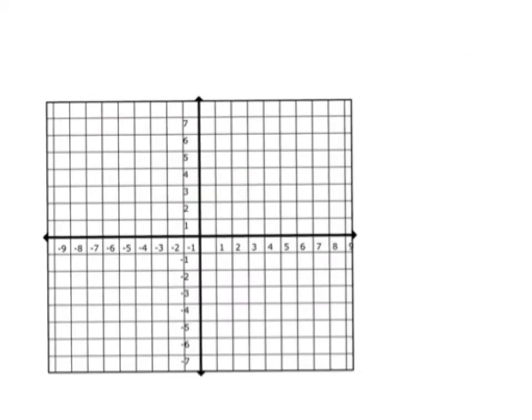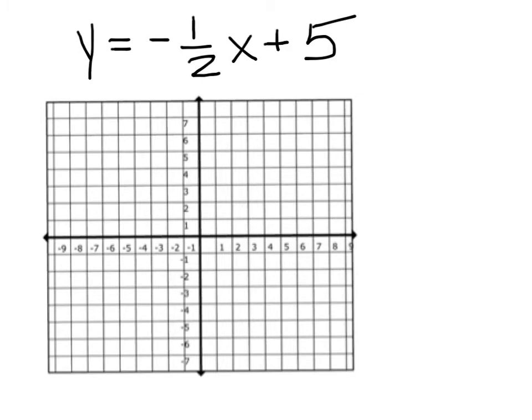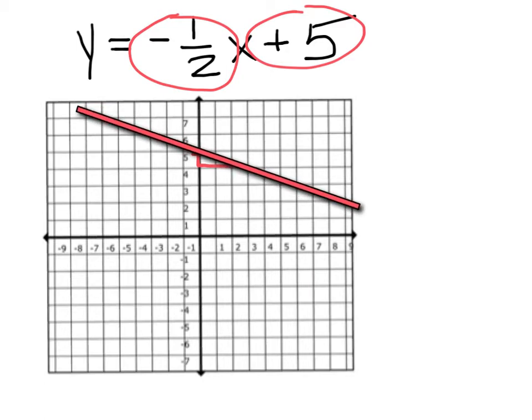Graph this and bring it up to the desk. It is y equals a negative 1/2 x plus 5. You're going to look at 5 first, positive 5. And go to 5 and make a dot on the y-axis. Negative 1/2 is your slope. That means from the y-axis intercept, you're going to go down 1 to the right 2. Down 1 to the right 2, make a dot, and then draw the line through it. Notice that this is straight, it has arrows, and goes all the way through the graph.